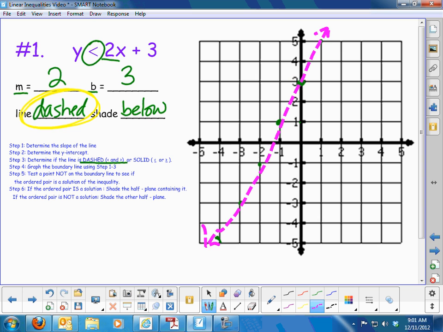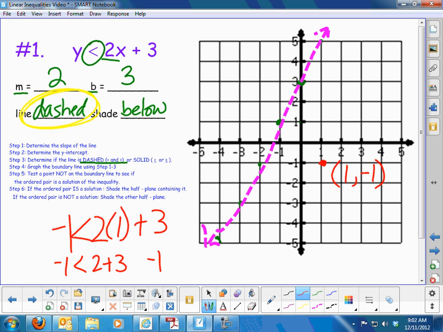Let's check, though, to make sure that I really am going to shade below. Let's pick a point, any point out here below the line. I'm going to pick (1, -1), and I'm going to plug this x and y value into my inequality to see if it proves true. My y is -1, is it less than 2 times 1 plus 3? -1 is less than 2 plus 3. -1 is less than 5. Yes. So I know I'm shading below the line.